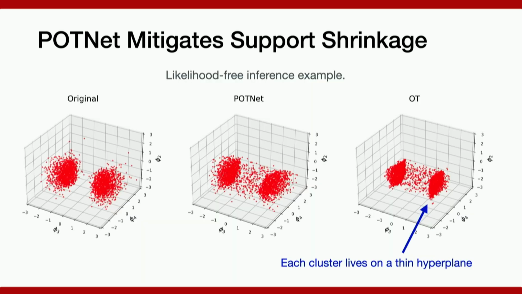I can also illustrate this in three-dimensional space. So support shrinkage in 3 dimensions looks like this, where my generated samples live in a thin hyperplane for each cluster, as opposed to that voluminous shape in the original data.